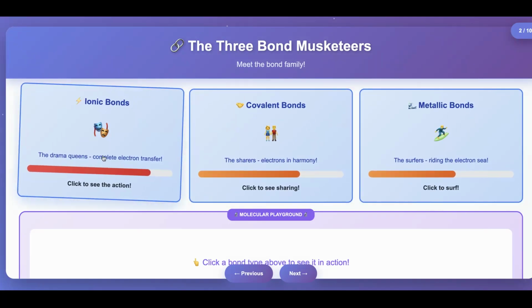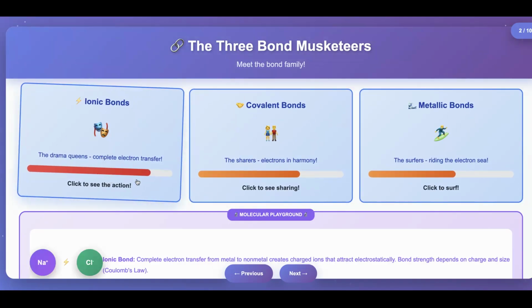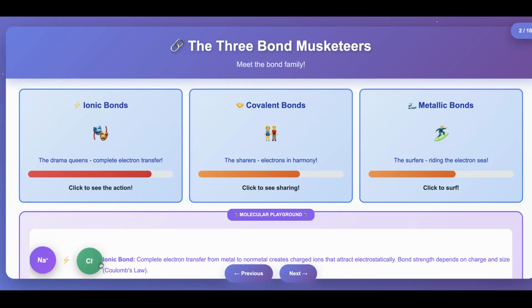Ionic bonds are the drama queens. Complete electron transfer. The electron moves from one to the other, from the sodium to the chloride. The sodium loses an electron, the chloride gains an electron. Once the electron moves, this becomes a positive ion and this becomes a negative ion, and these charged ions become electrostatically attracted.